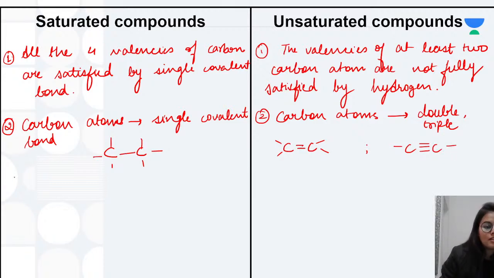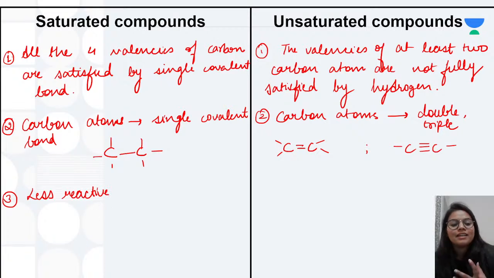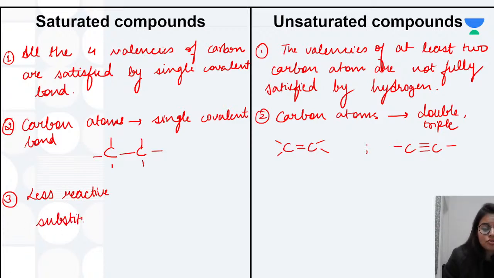Next is the saturated compounds, they generally are less reactive. Now why are they less reactive? Because they do not have any extra electrons in the single covalent bond. So they generally undergo substitution reaction. Now what is substitution reaction? We will be learning in this particular session only. So they undergo substitution reaction.